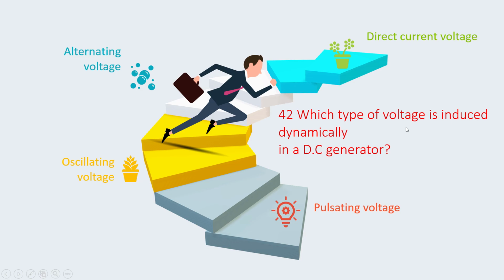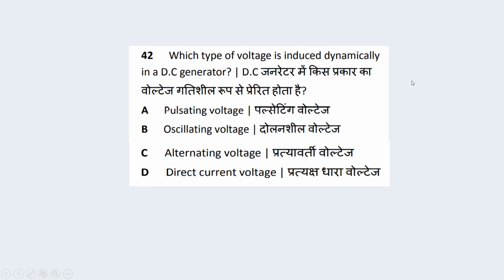Which type of voltage is used in dynamically induced DC generator? This is a very important question. The question is asking about a DC generator, which means it is a dynamically induced EMF only. So the initial voltage is pulsating voltage, oscillating voltage, alternating voltage, or direct current voltage. This is an important question. The answer is alternating voltage.